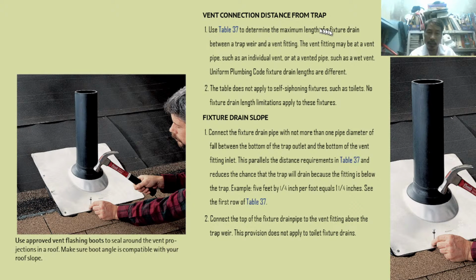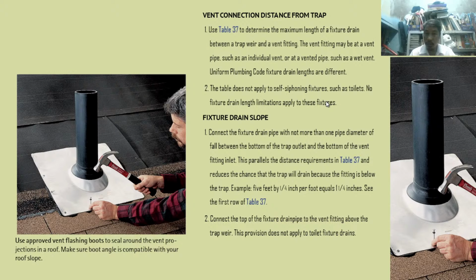Vent connection distance from trap. Okay? We have a table for distances to determine the maximum length of a fixture drain between a trap weir and a vent fitting. A vent fitting may be at a vent pipe such as the individual vent, or a vented pipe such as a wet vent. That is what we call the wet vent, vented pipe. Okay? Uniform Plumbing Code, okay? UPC.